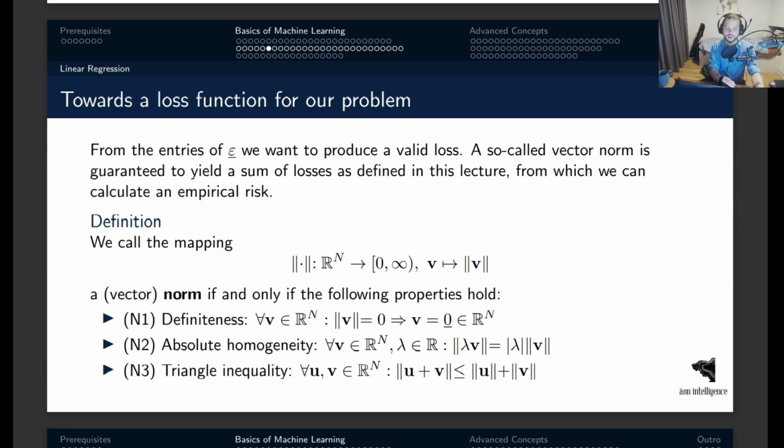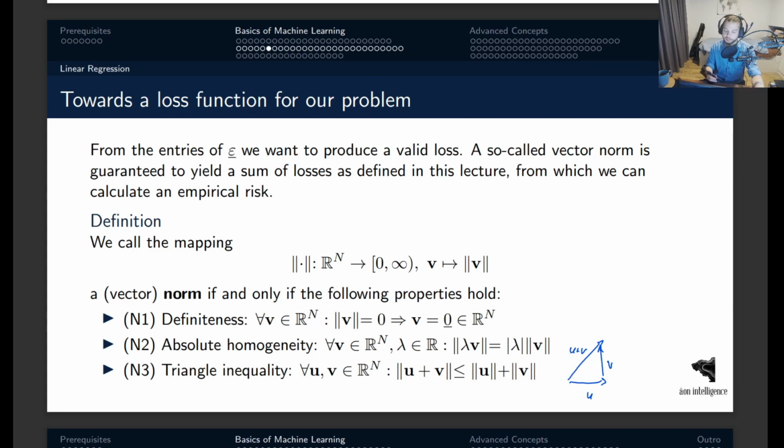And the final property of vector norms is called the triangle inequality. For this, we want that for every vector pair u, v in our vector space, the following is true. The magnitude of the sum of the two vectors should be smaller or equal to the sum of the individual magnitudes. And this is a small illustration that hopefully gives you some intuition of why this is a useful property to ask for.